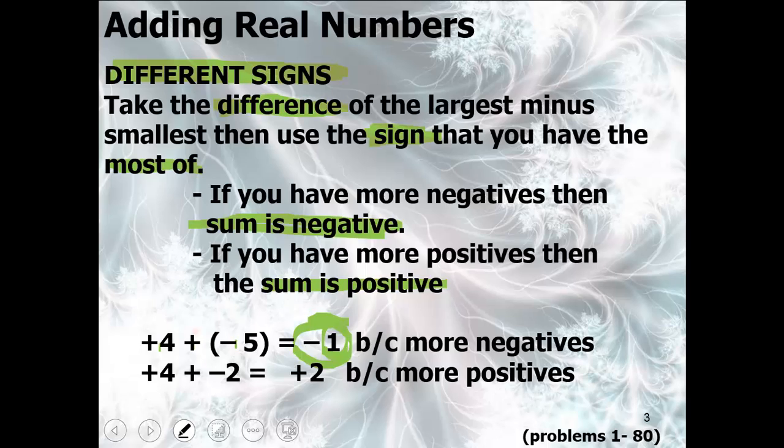Positive 4 plus negative 2. I have different signs, so I take the difference. That gives me a 2. Now I ask myself, do I have more positives or do I have more negatives? Well, in this case, I have more positives. So my answer has to be positive.